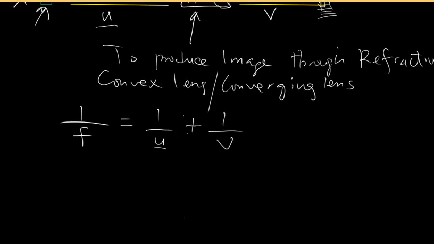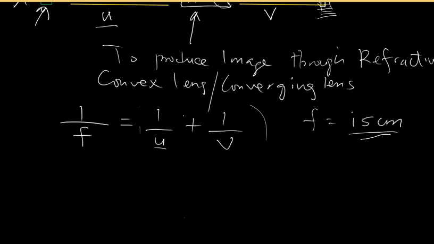1 over f is equal to 1 over u plus 1 over v. So once you have conducted the experiment one time to get the focal length, in most cases, most laboratory lenses, the focal length is 15 cm. And that's what we're going to be using.